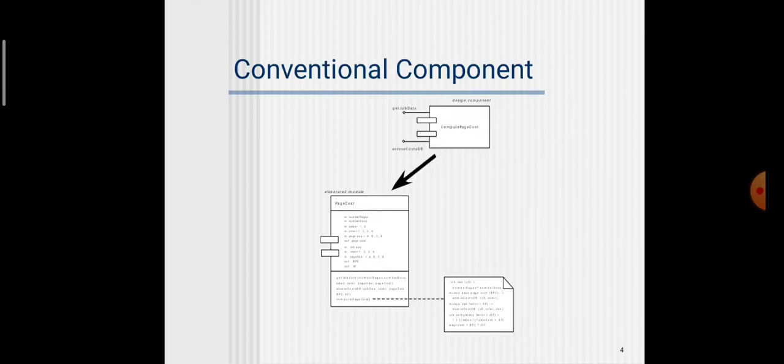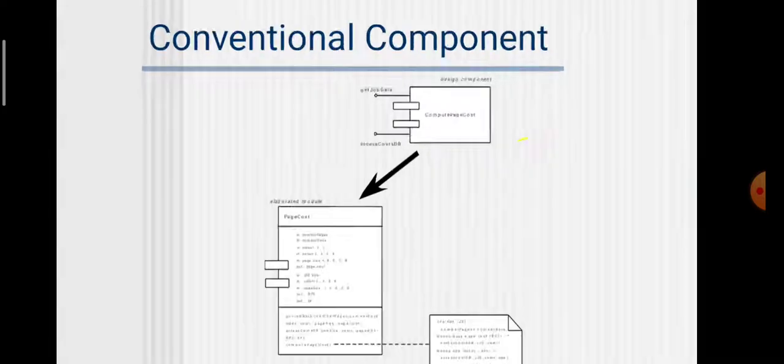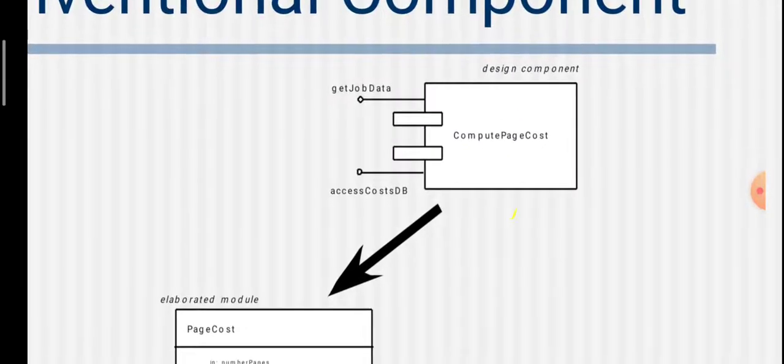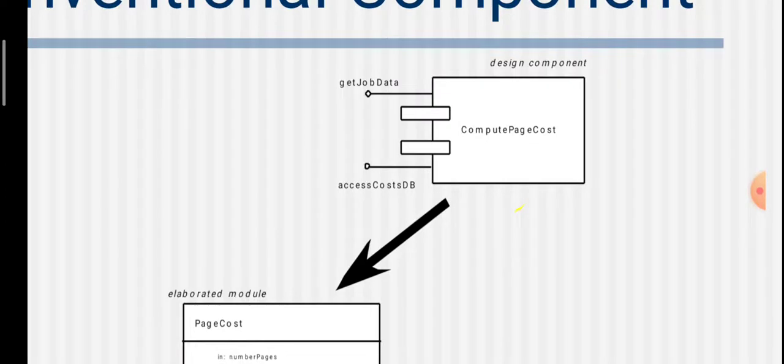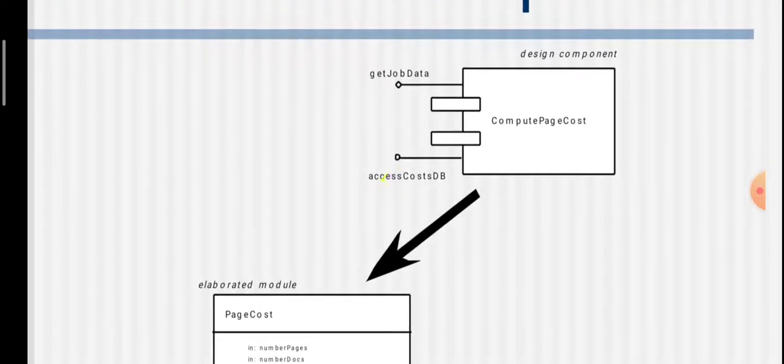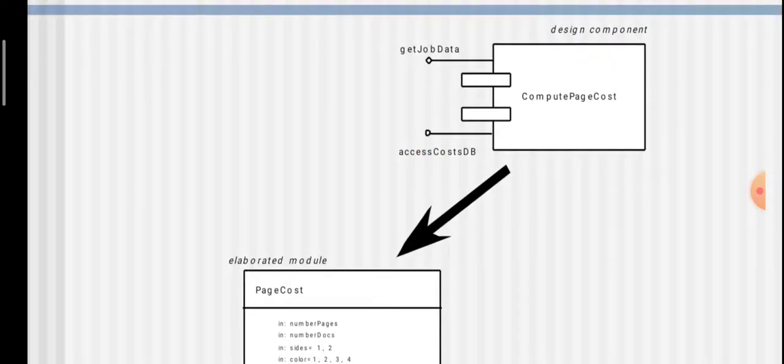Now let us see how a conventional component will look. In the case of a conventional component, let us see the design component is compute page cost. So we have two interfaces again, the interface called get job data, and another interface called access cost database.